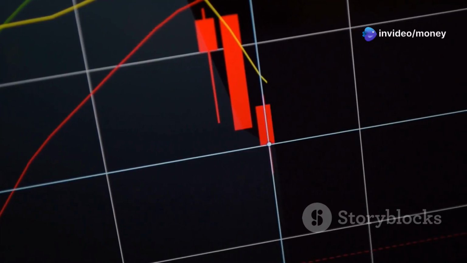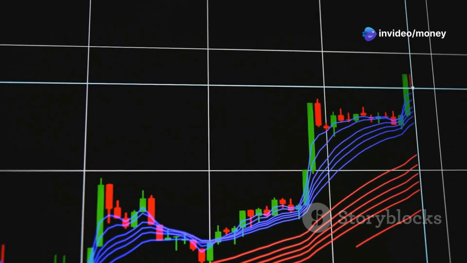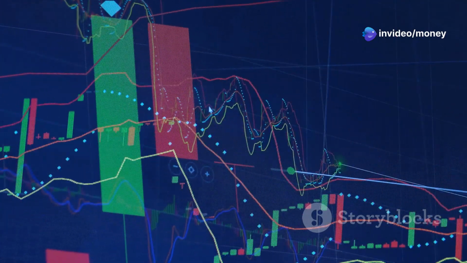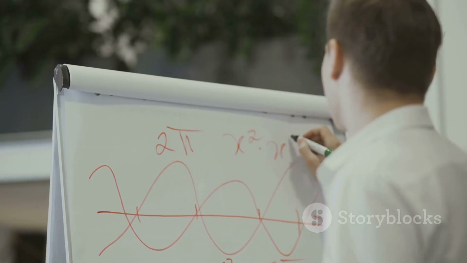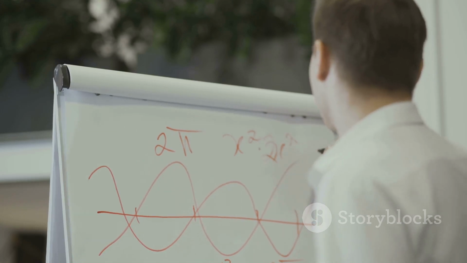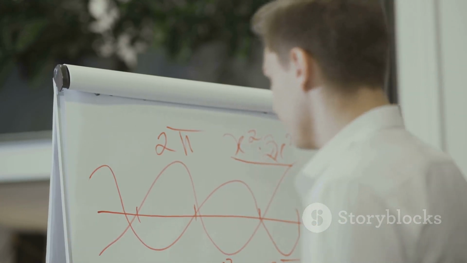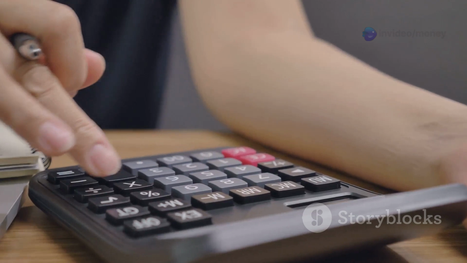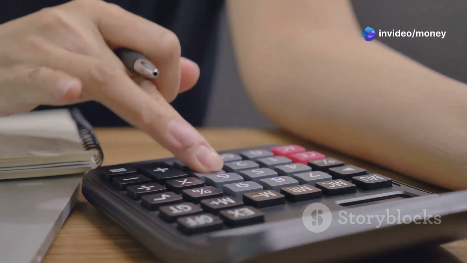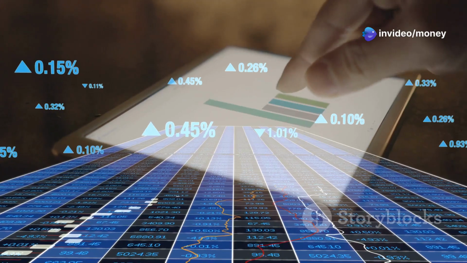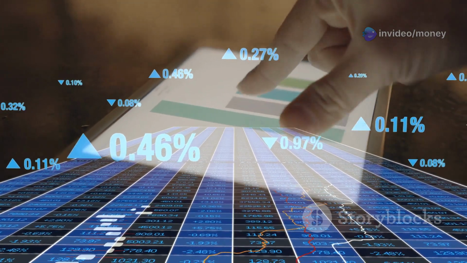Imagine the lowest low in 14 days was $10. The highest high was $20. The current close is $18. So %K equals 100 times $18 minus $10 divided by $20 minus $10, which equals 100 times $8 divided by $10, which is 80. This means the price closed at 80% of its range.